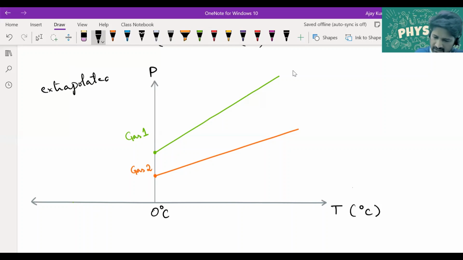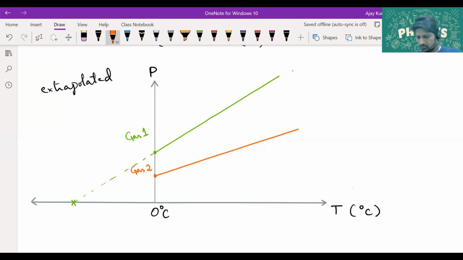Extrapolating means extending, theoretically extending. So they just continued the graph. They just extended the graph in the backward direction. If they did that, what they found was the graph cuts the x-axis at this point for the first gas.